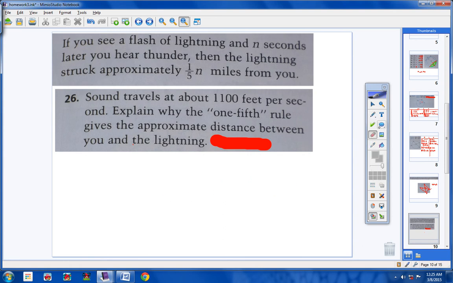Now, sound travels at a rate of about 1,100 feet per second. Explain why the 1/5 rule gives the approximate distance between you and the lightning. It's very obvious, guys. 1,100 feet per second is how fast sound travels, so it goes this many feet in 1 second. A mile has 5,280 feet.